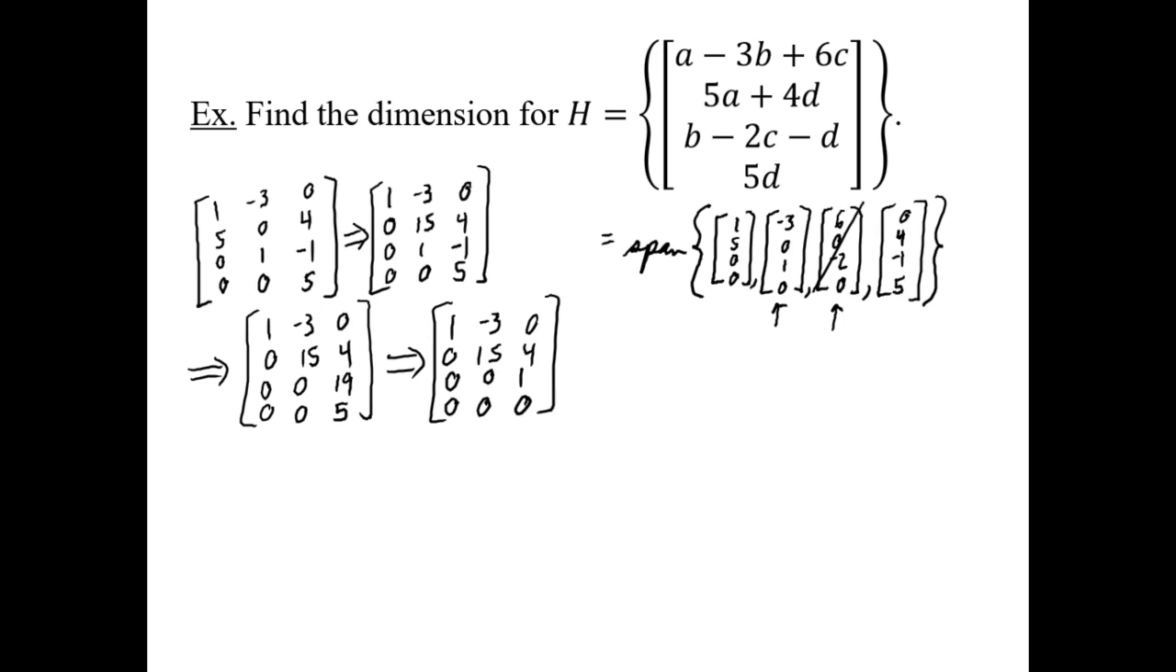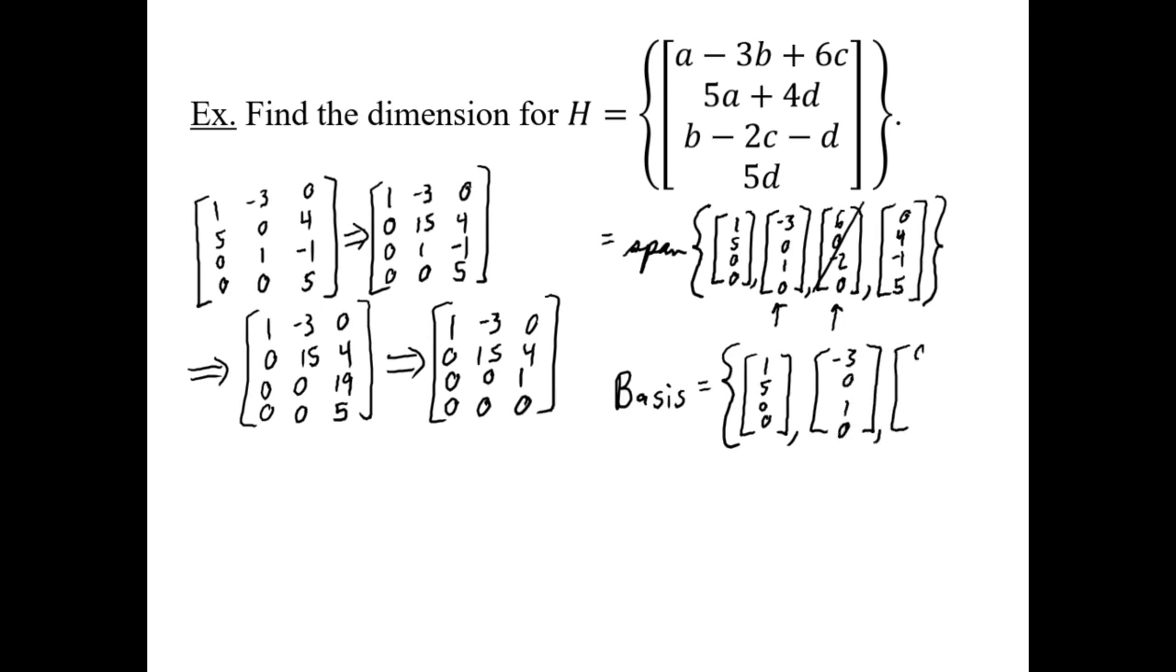But it's worth pointing out that I got a pivot in every column. If I have a pivot in every column, that means that these are a linearly independent set. And so for that reason, we can now say that the basis of this vector space is made up of all 3 of those vectors that didn't get canceled out. So 1, 5, 0, 0, negative 3, 0, 1, 0, and 0, 4, negative 1, 5. I guess I don't even need to write that because the question was simply, what is the dimension?